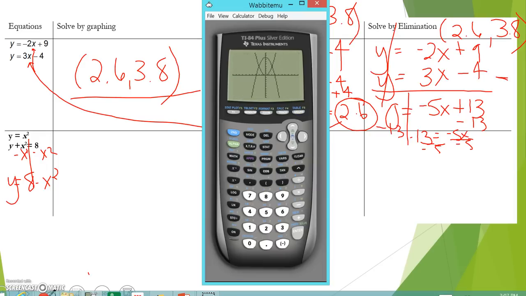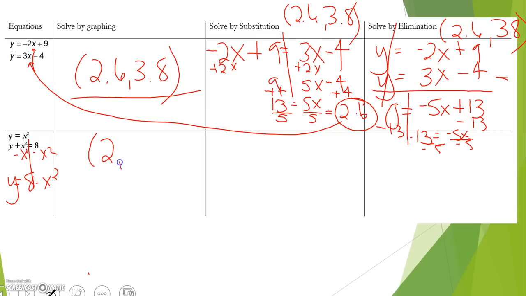This one has two solutions, so I should have two ordered pairs. So second trace 5, enter, enter, enter, and I get 2, 4. I have to find my other one. So second trace 5. I have to move my cursor, or else it will just keep finding the same one. As long as it's closer, I hit enter, enter, enter, and I get negative 2, 4. So my two answers are 2, 4 and negative 2, 4.